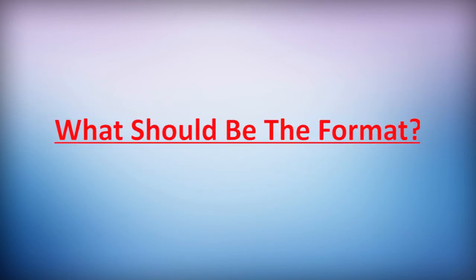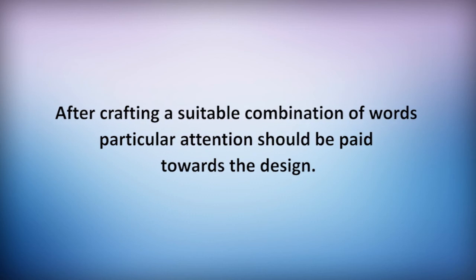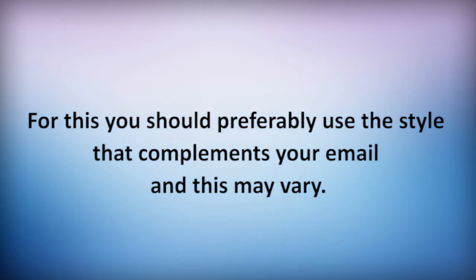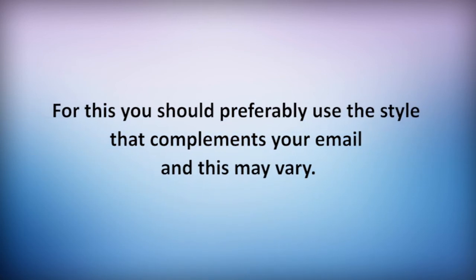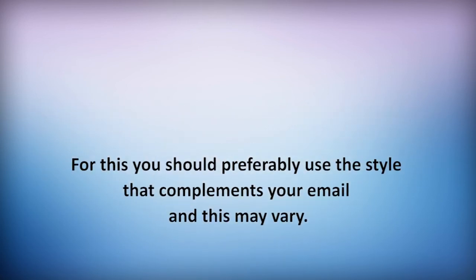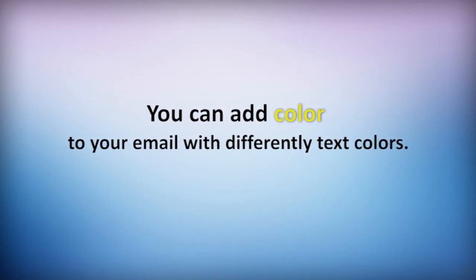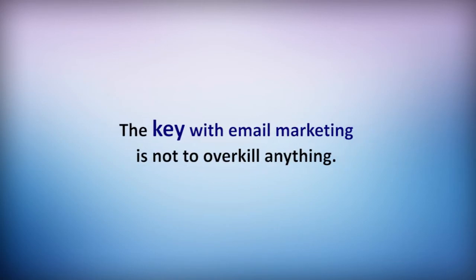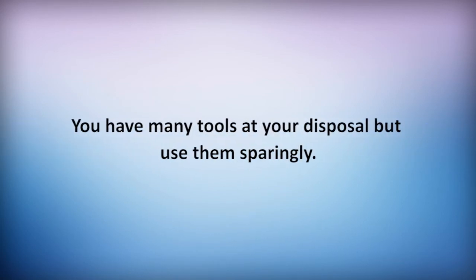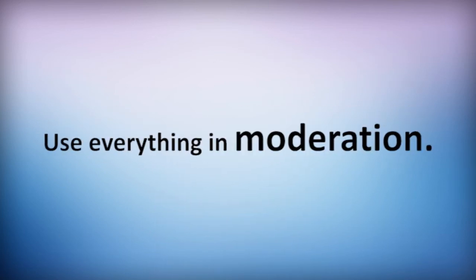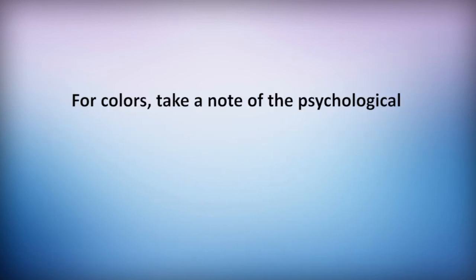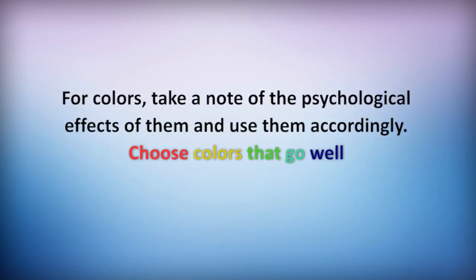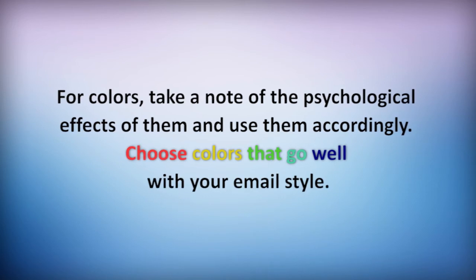What should be the format? Well, after crafting a suitable combination of words, particular attention should be paid towards the design. For this, you should preferably use the style that complements your email, and this may vary. You can add color to your email with different text colors. The key with email marketing is not to overkill anything. You have many tools at your disposal, but use them sparingly. Use everything in moderation. Now for colors, take note of the psychological effects of them and use them accordingly. Choose colors that go well with your email style.